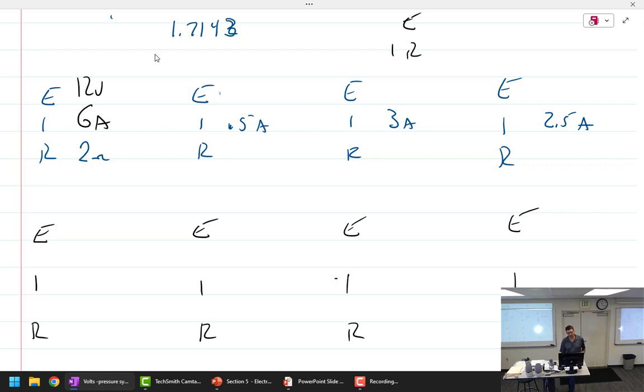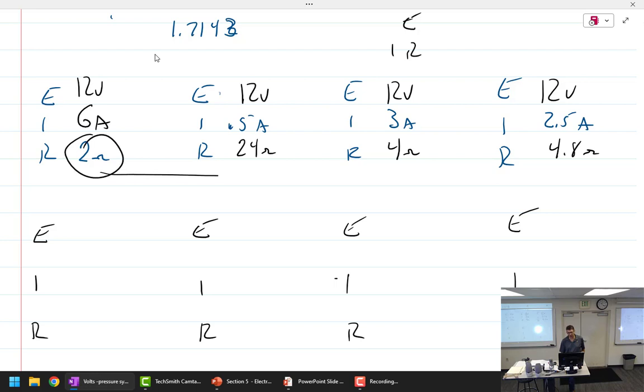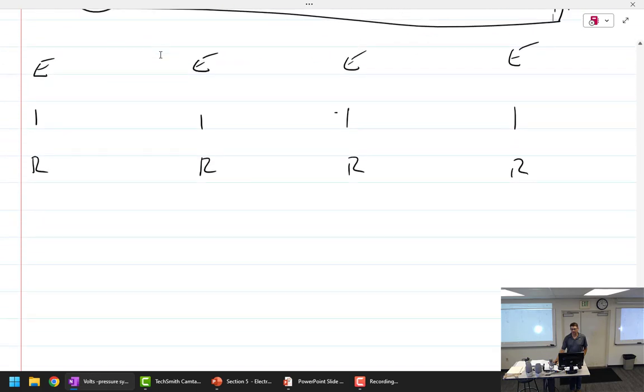Then what'd you do? The obvious choice. Fill this out. And then solve for R, where E divided by I is R. So what do we end up with? 24 ohms. 4 ohms. And 4.8. And then we will see that 2 is smaller than the smallest one. So it all checks out. All right, one last one.